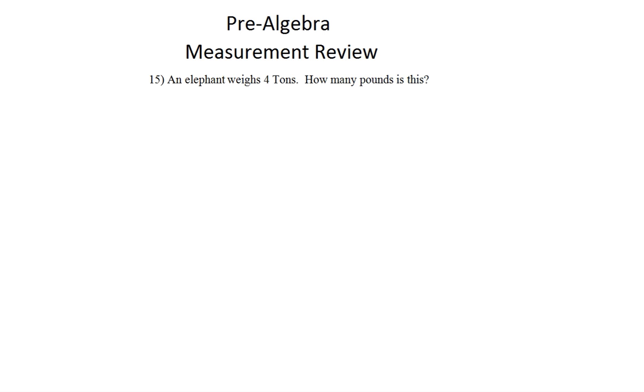Here we go with number 15. An elephant weighs 4 tons. How many pounds is this? This is just a nice straight up conversion. We have 4 tons and we're going to change this to pounds. That's all we're going to do. I would start again with my conversion factor, my conversion rate: 1 ton equals 2,000 pounds.